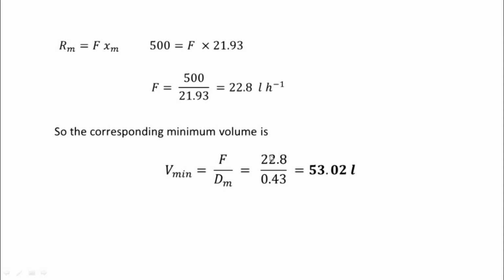So the corresponding minimum volume is F by Dm, from the definition of the dilution rate. We said to minimize V, we'll have to maximize D. We have found the maximum Dm as 0.43. We went through all these steps to get F from the productivity as 22.8. So 22.8 by 0.43 happens to be 53.02 liters. So this is the minimum volume of the chemostat for the given set of conditions in the problem.